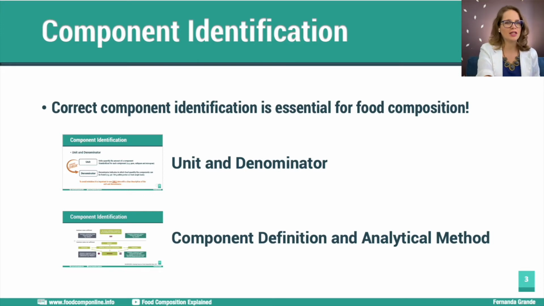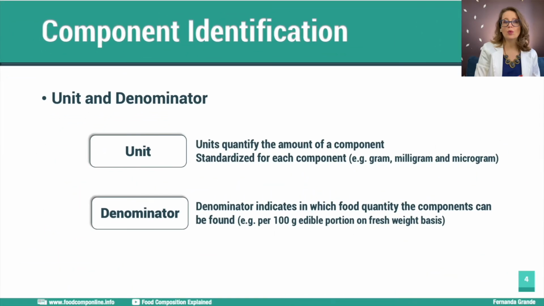Starting with the unit and denominator. When we talk about units, we are talking about the metric unit that is used to quantify the given component. In food composition tables, they are usually gram, milligram, or microgram, and they should be standardized. If we are taking data from two different food composition tables, for example, we need to be sure that the components are expressed using the same unit in both food composition tables, and if they are not, we need to standardize the units. While the denominator indicates in which amount of the foods the components can be found.